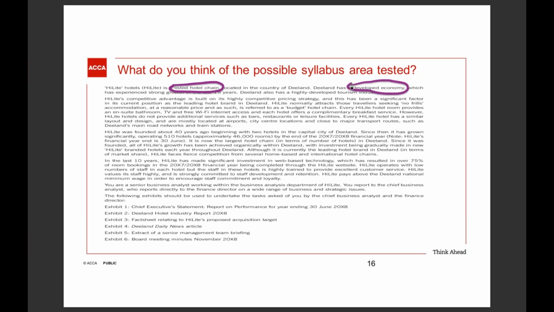So roughly it's telling you the background of this particular hotel in this particular country. That means they have a strong growth in this country. And then they talk about what? Competitive advantage. Definitely this is something that you have learned. So at the back of your mind, when you talk about competitive advantage, what does this tell you?